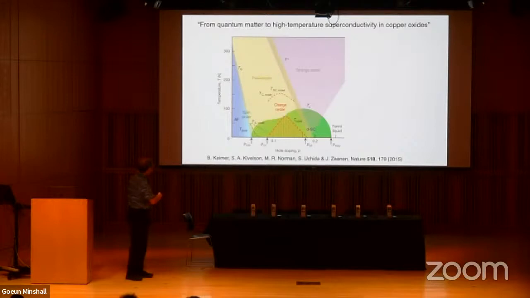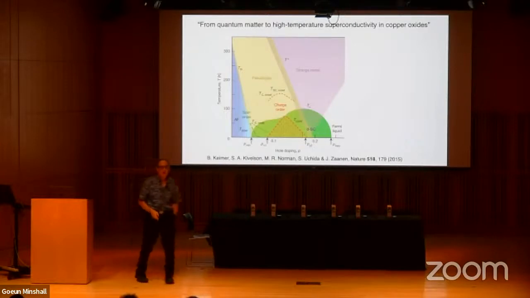But at any rate, this is the sort of phase diagram for these materials. The x-axis here is something to do with chemistry. It's how you change the alloying of a particular material. The y-axis is the temperature, and all these different regions are different phases and different regimes of behavior, and it's all rather complicated.